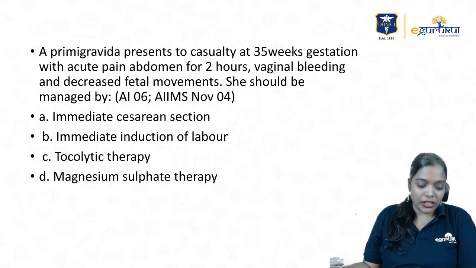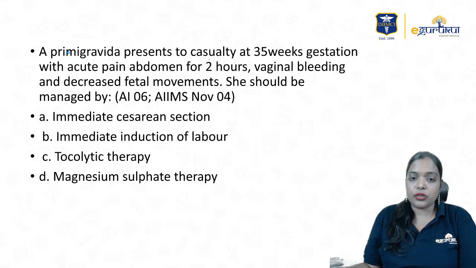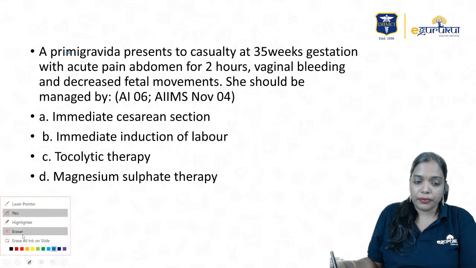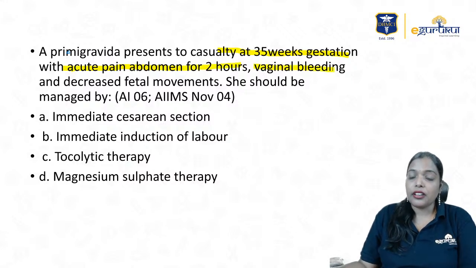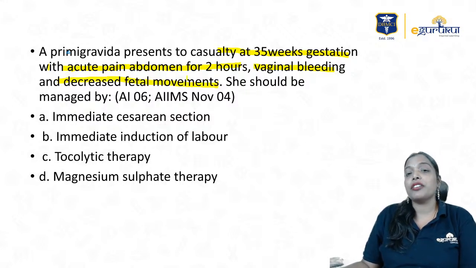So let us see one question, guys. A primigravida presents to the casualty at 35 weeks of gestation with acute pain abdomen for 2 hours. Vaginal bleeding. So it is painful bleeding. And there is decreased fetal movements. Obviously, fetal movements will decrease because when there is continuous contraction, you cannot perceive the movements. She should be managed by.